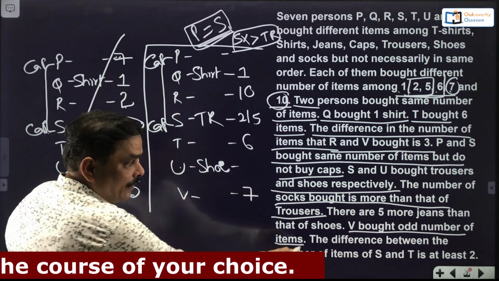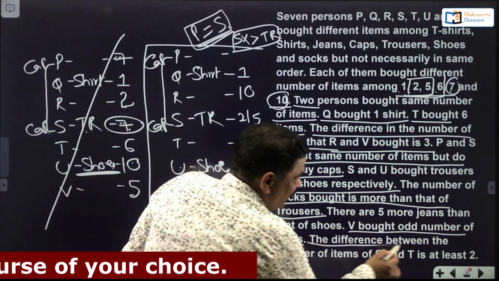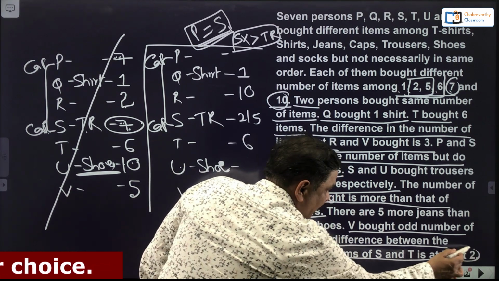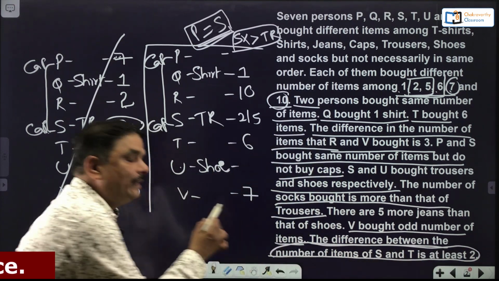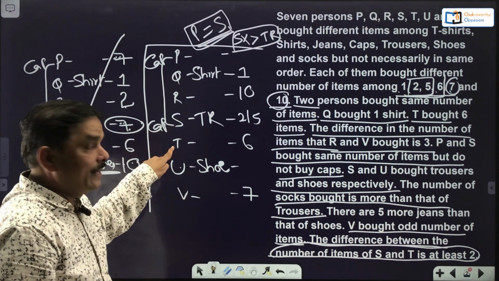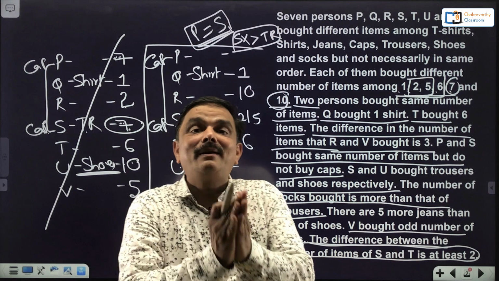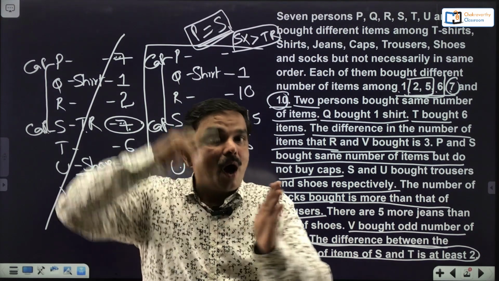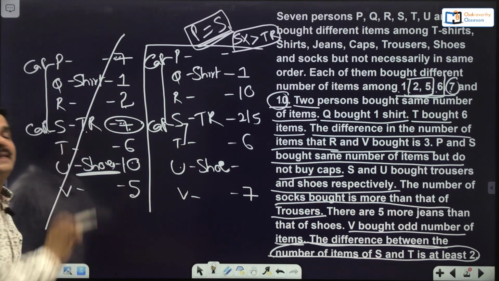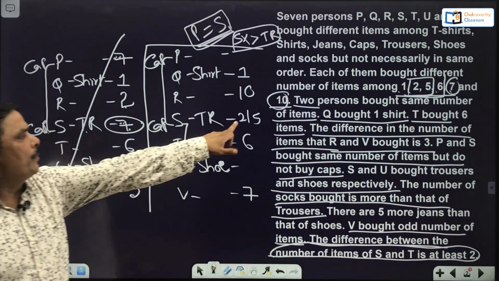Clearly they have given the last one here. The difference between the number of items of S and T is at least 2. At least 2. So between S and T, the difference should be at least 2. That means 2 or more than 2. Between what? S and T. S and T. So here, what's the possibility?